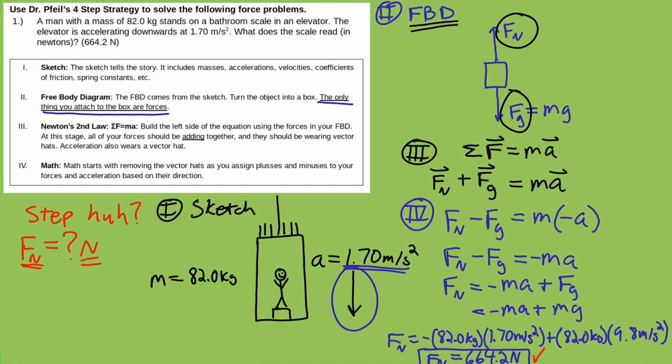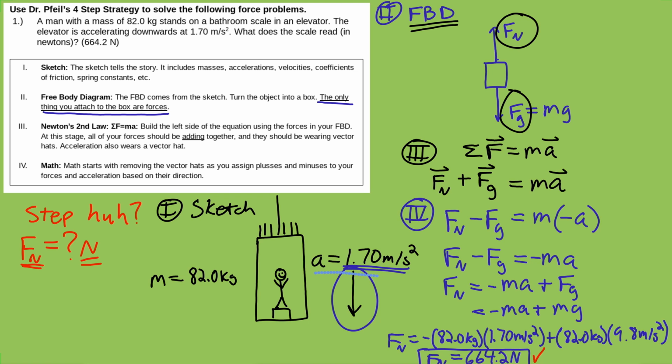Then we get to step 1. All year long, step 1 is make a sketch. So just draw a picture, make sure you have a clear idea of what's going on. You make your sketch. Step 2 is your free body diagram. A free body diagram is a special kind of sketch. When you're doing your free body diagram, you turn your object into a box, and to that box you only attach forces. So you only have forces attached to the box in the free body diagram.